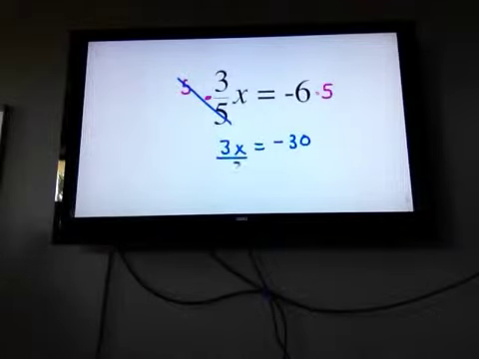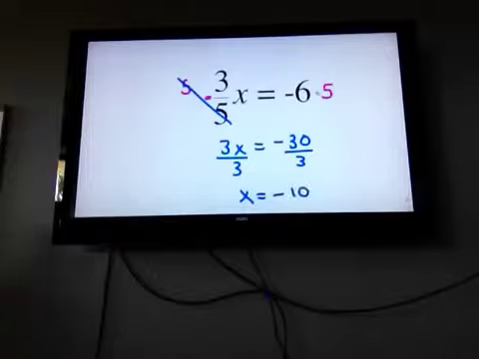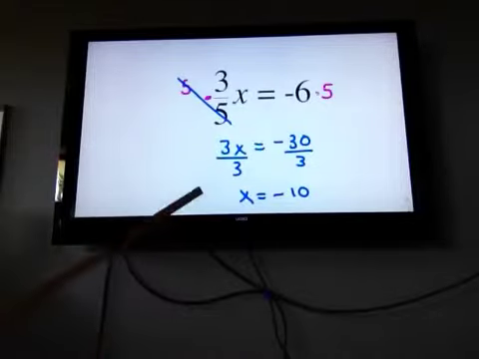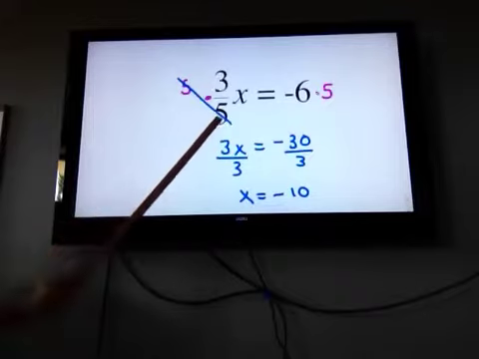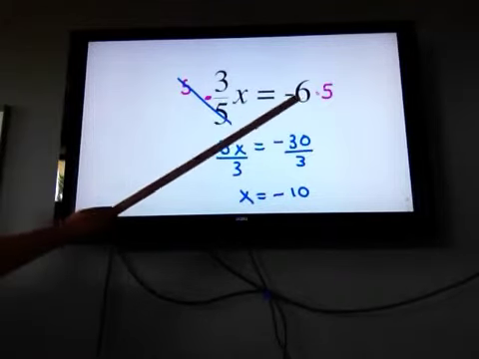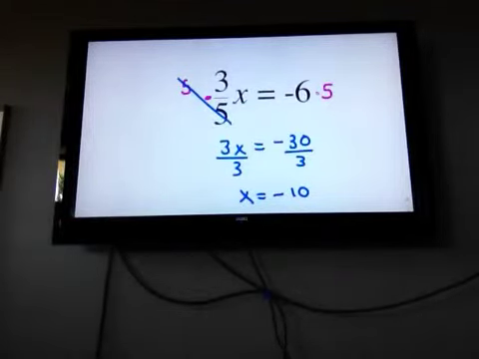We're going to divide by 3. We get x alone, and x is negative 10. All your answers are checkable, just like we talked about last week. I could go to my calculator and punch in 3/5 times negative 10, and that ought to be giving me negative 6.